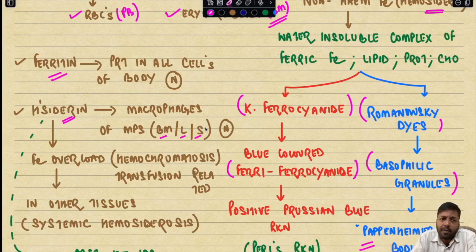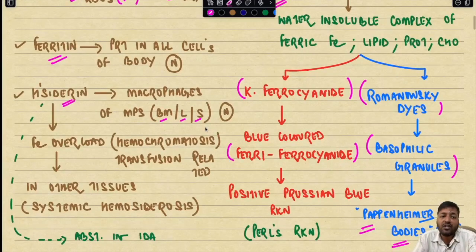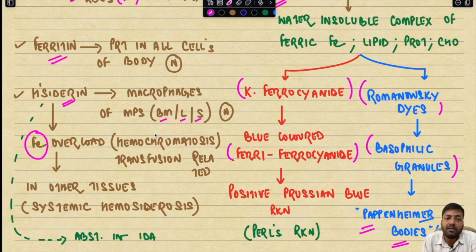Not only that, some amount of hemosiderin is also lying, normally in the free state as a collection inside the bone marrow as well. So this is what is seen normally. But in conditions of iron overload, for example, hemochromatosis or transfusion related excessive iron overload, hemosiderin starts to deposit in other tissues as well, and that condition is called systemic hemosiderosis. So this is the pathological condition.